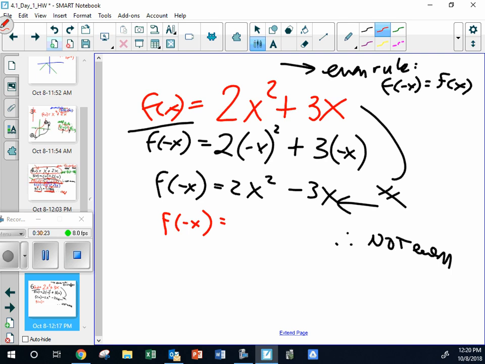Okay, here's exactly what you should have shown. Negative 1 comes out. Negative 2x squared plus 3x. That's what should be on the inside.